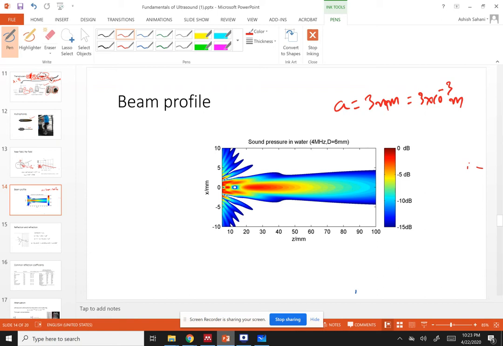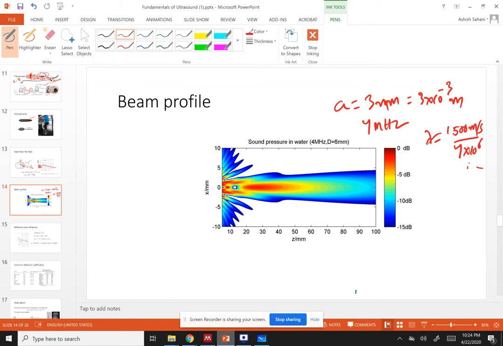Its frequency is given as 4 megahertz, which means its wavelength would be given by... now, this sound pressure has been taken underwater. So the speed of sound in water is about 1500 meters per second. So wavelength lambda will be given by v, which is 1500 meters per second, divided by 4 megahertz, 4 into 10 to the power 6, okay?